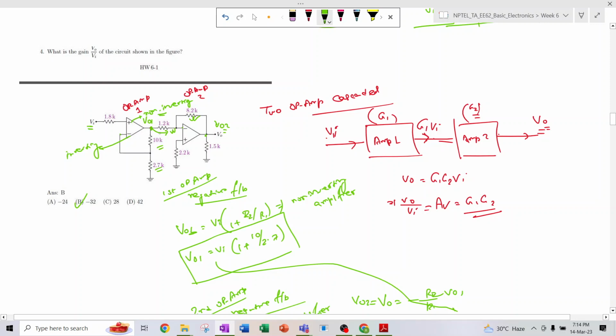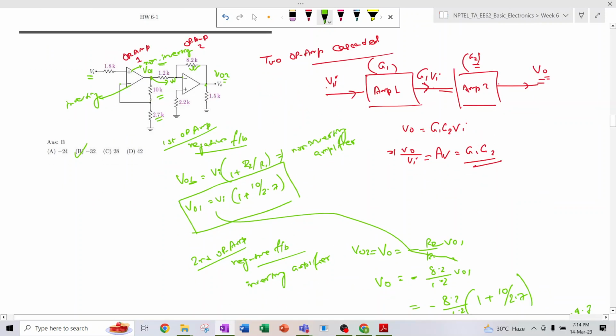Now what we have done first is to see how the first op amp is connected, whether it is in negative feedback or positive feedback. It is in negative feedback, because there is a path between the output terminal and the inverting terminal, right? And this first amplifier is a non-inverting amplifier because we are applying the voltage in the non-inverting terminal. So in the non-inverting negative feedback amplifier, the gain is written as Vo equal to Vi into 1 plus R2 by R1. R2 is the feedback resistance and R1 is the other resistance, 10 by 2.7, right?